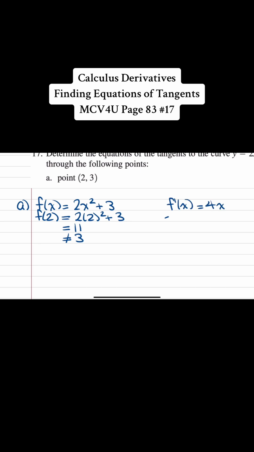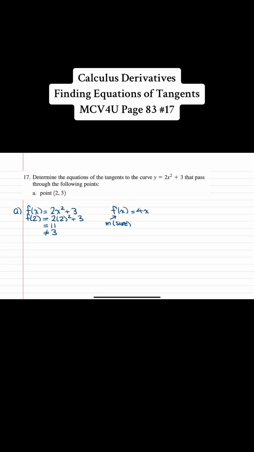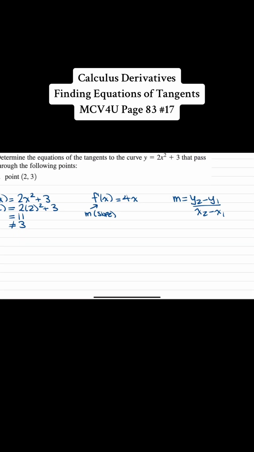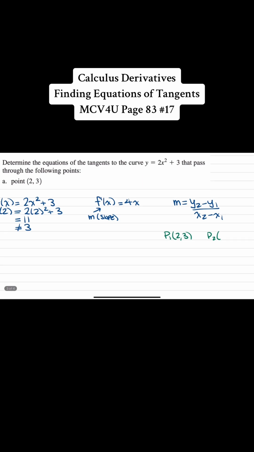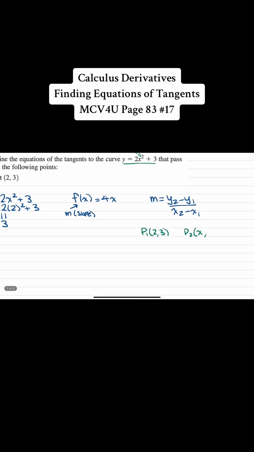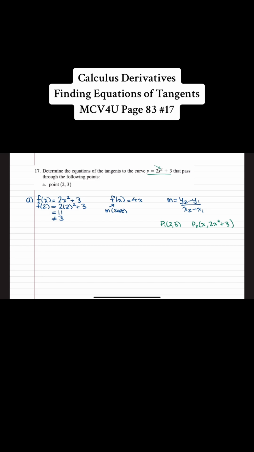We can go ahead and try to find the derivative now. The derivative turns out to be 4x. And we also know that the derivative is equal to our slope, m. We also know that the slope is equal to y2 minus y1 over x2 minus x1. Right now we're told the point (2, 3). We can consider that as our first point. But what about our second point? Well, if we look into our equation given to us, x is the independent variable. So x will be x. And then y2 is going to be the equation itself, 2x squared plus 3, because it depends on whatever you plug in for x.